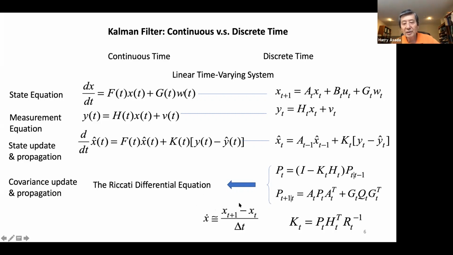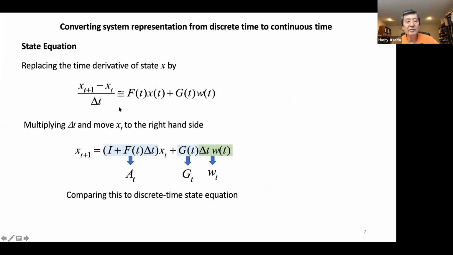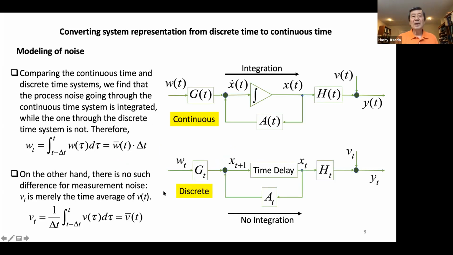So today, we just use a simple reduction using the standard approximation of time derivatives by this expression. Starting with the state equations, I replace the time derivative of the state by this, multiply delta t to both sides, and move x_t to the right-hand side, and you get this expression. If you look at this, this corresponds to A_t in the discrete time state equations, and G_t and W_t correspond to this in this way. Now, that's simple. However, one tricky thing that we have to pay attention to is the modeling of noise.